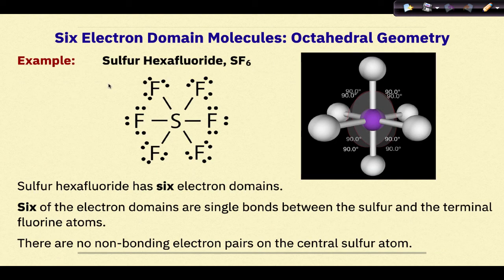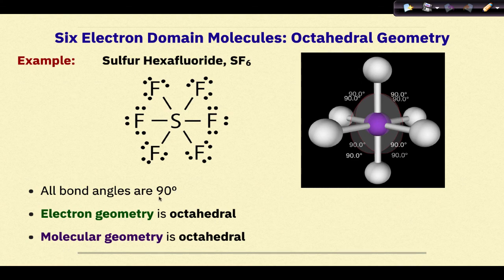Let's look at our first example, sulfur hexafluoride, SF6. Sulfur hexafluoride has 6 electron domains. 6 of the electron domains are single bonds between the sulfur and the terminal fluorine atoms. There are no non-bonding electron pairs on the central sulfur atom. All bond angles are 90 degrees. The electron geometry is octahedral, and the molecular geometry is octahedral.